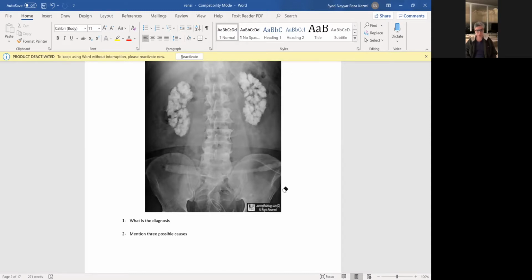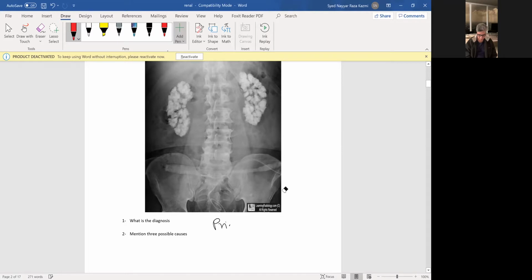Number one: if you've got increased calcium levels in your blood, that calcium goes into the kidneys and can get deposited there. This happens because of primary hyperparathyroidism. If the hormone is more, you'll have more calcium in your blood, and that can precipitate in the kidneys and give you nephrocalcinosis. I'll just write it quickly: primary hyperparathyroidism, number one.